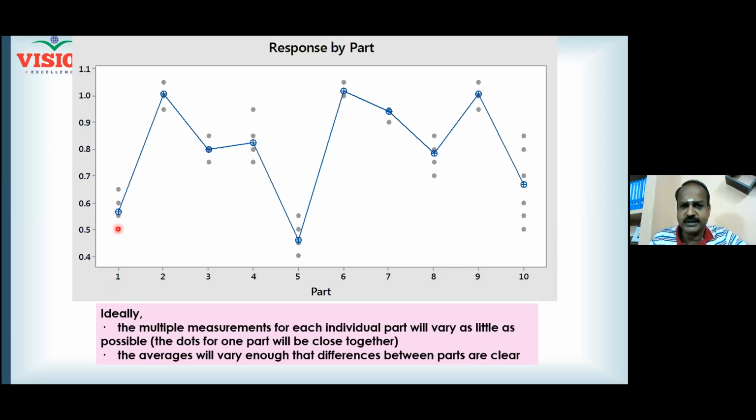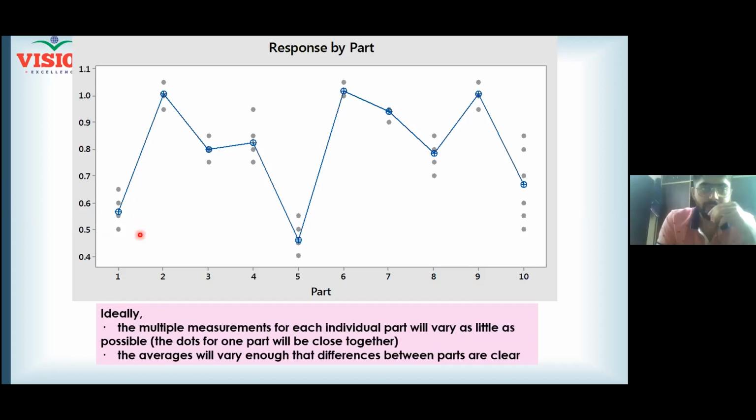How should it look? It should look like a pile of coins. You should see only one dot. But you are able to see all the 9 dots. That is showing the inconsistency. Your team is not able to reproduce the same value. All of them were given the same part, the same equipment, same environment, same procedure. In spite of that, there is a reproducibility issue.